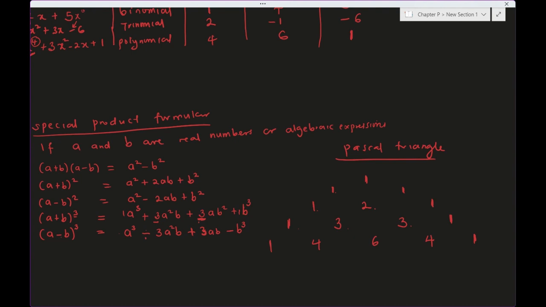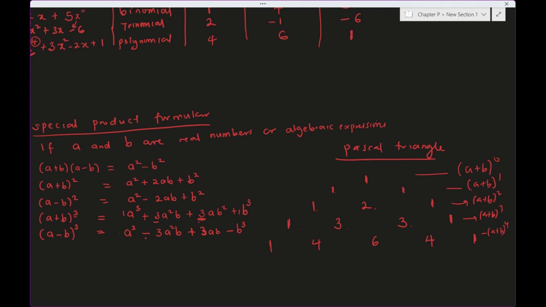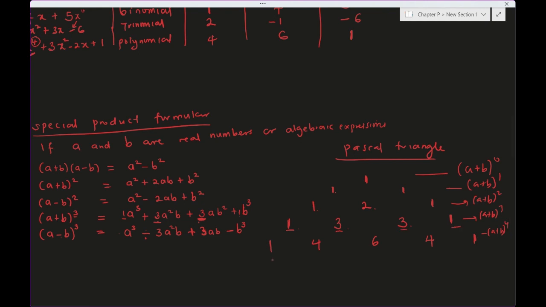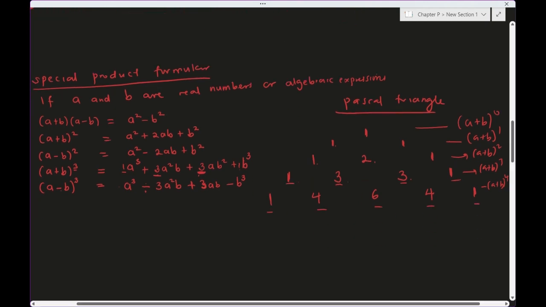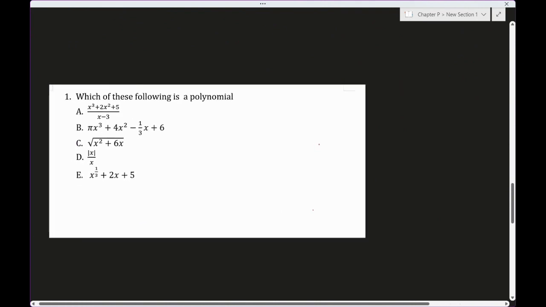So what does that mean? It means that we have this to be to power a. This is like a to power 0. This is to power 1. And this is to power 2. And this is to power 3. And this is to power 4. So this is where we get the coefficients from. So like in the case of power 3, you see the coefficients are 1, 3, 3, 1. If you want to power 4, the coefficient will be 1, 4, 6, 4, and 1. Okay. Now let's answer a few questions here.